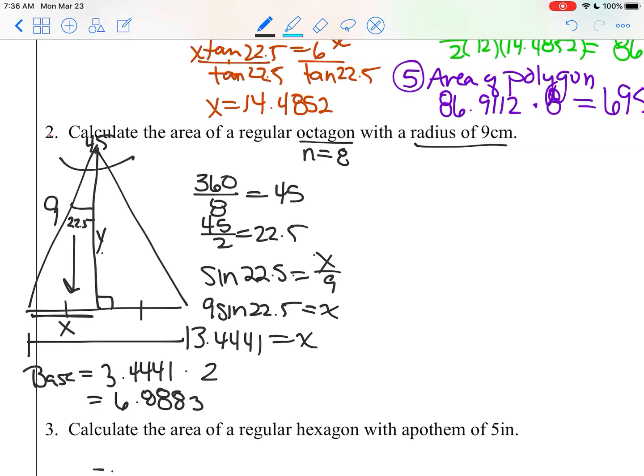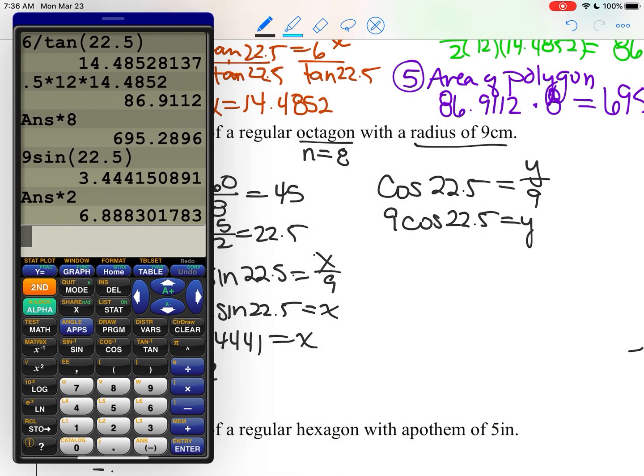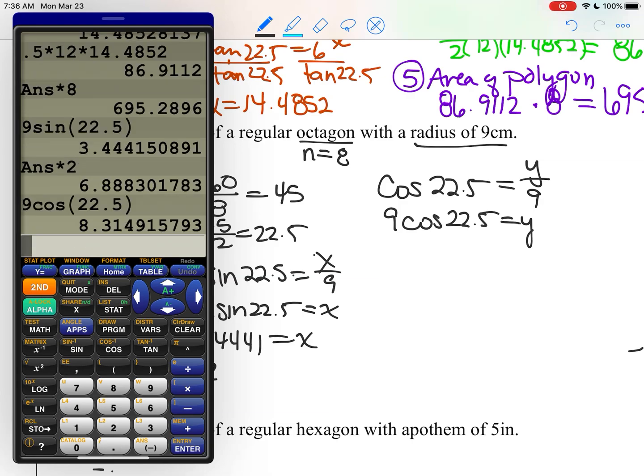So the y is the adjacent, the 9 is the hypotenuse, so that's cosine. So the cosine of 22.5 is going to equal y over 9. So that's 9 times the cosine of 22.5 equals y. Okay, I'm going to push this over to the other side. 9 times the cosine of 22.5, and that's 8.3149. Now we have enough to find the area of our triangle.